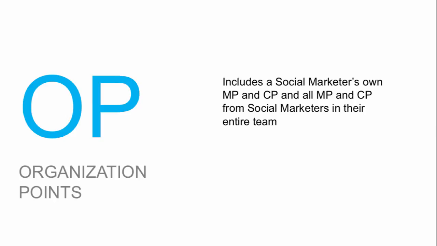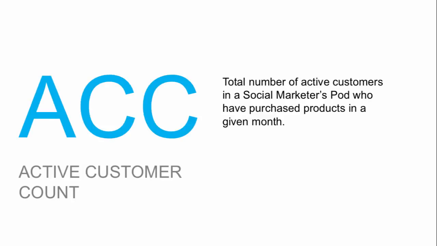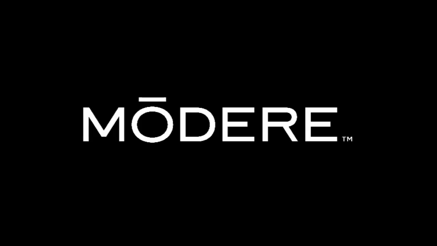Active customer count simply means the total number of active customers in a social marketer's pod who have purchased products in a given month. Now, it doesn't matter if they're on SmartShip or not on SmartShip. If they make a purchase, that purchase counts towards your active customer count. That's how the definitions work as you're understanding the compensation plan.